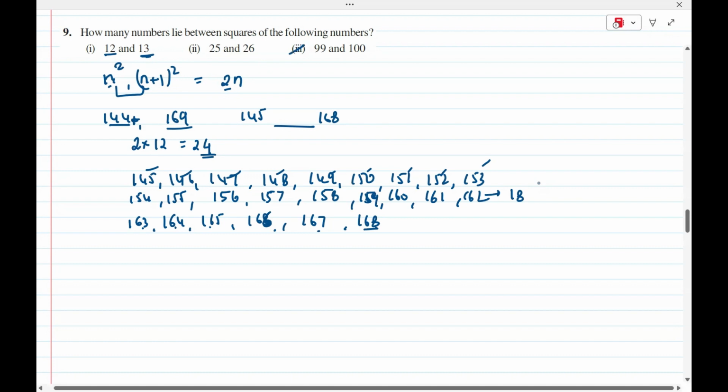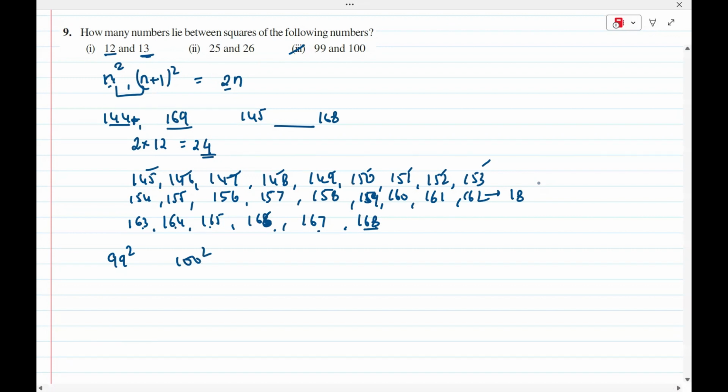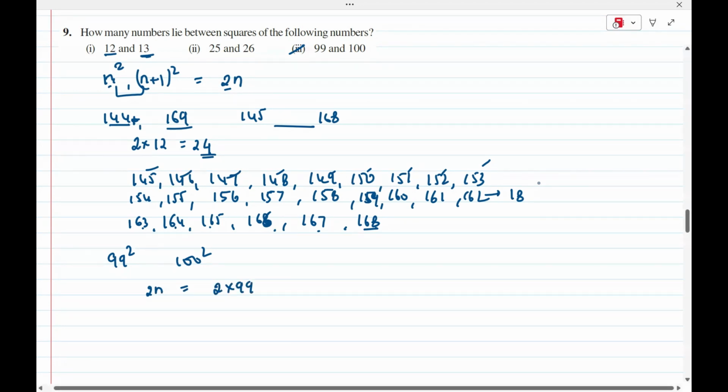Similarly, let's try this one. The first number is 99 square and 100 square. How many numbers will be there? No need to do anything, use the formula 2n. n is the smallest number, so 2 into 99, which is how much? 9 twos are 18, plus 1, 198. 198 numbers will be there between the squares of 99 and 100.